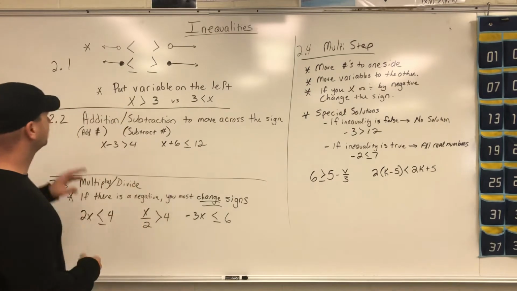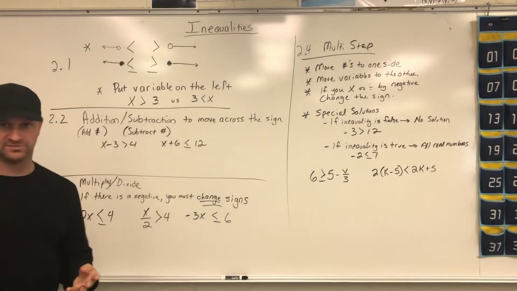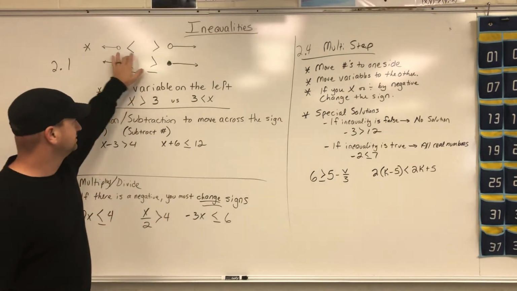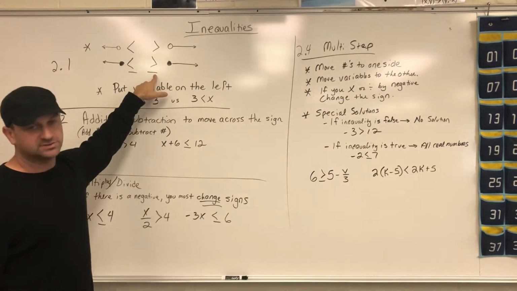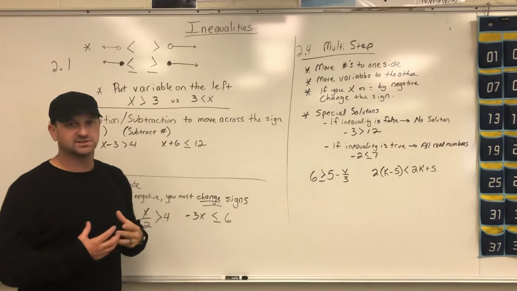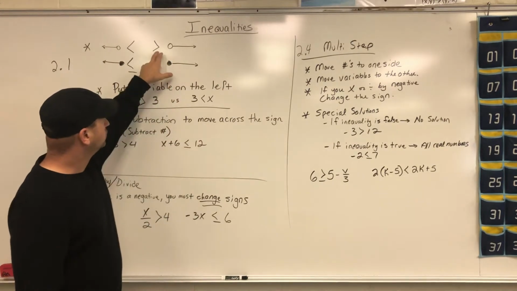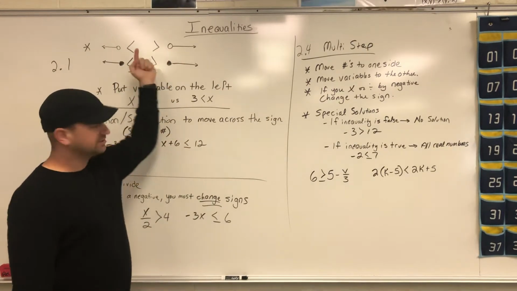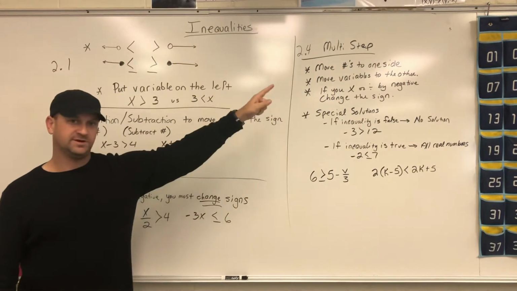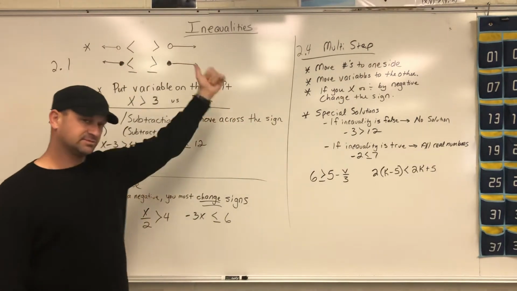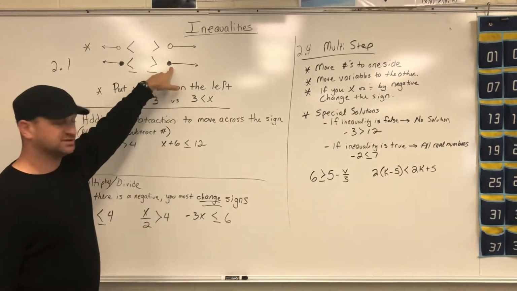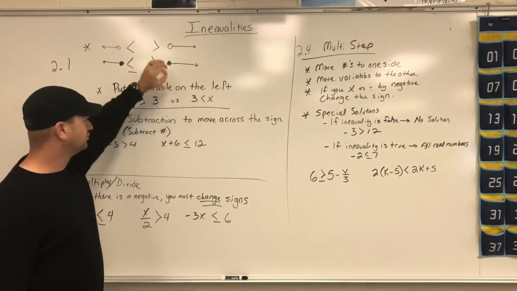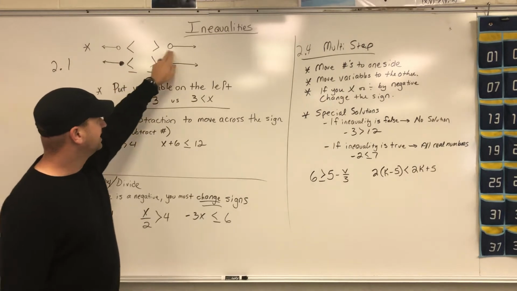So let's first talk about what an inequality is. There's four of them. We have less than, greater than, less than or equal to, and greater than or equal to. Typically when we graph these on a number line, greater than goes to the right, and less than goes to the left. If it's greater than or equal to, we fill in the point. If it's not, we keep it open.